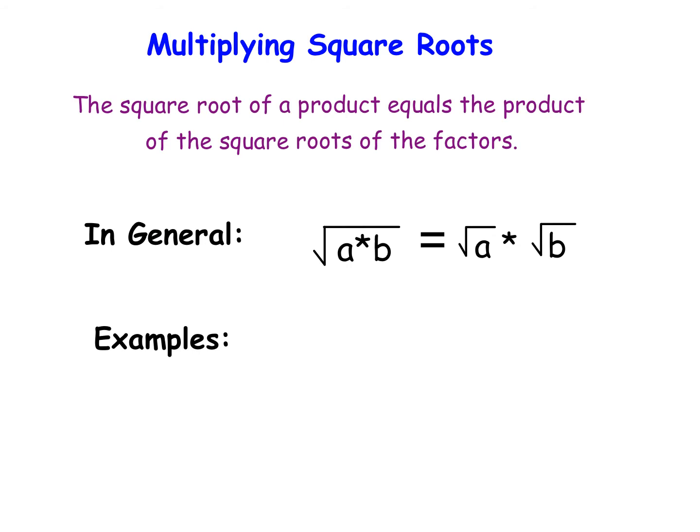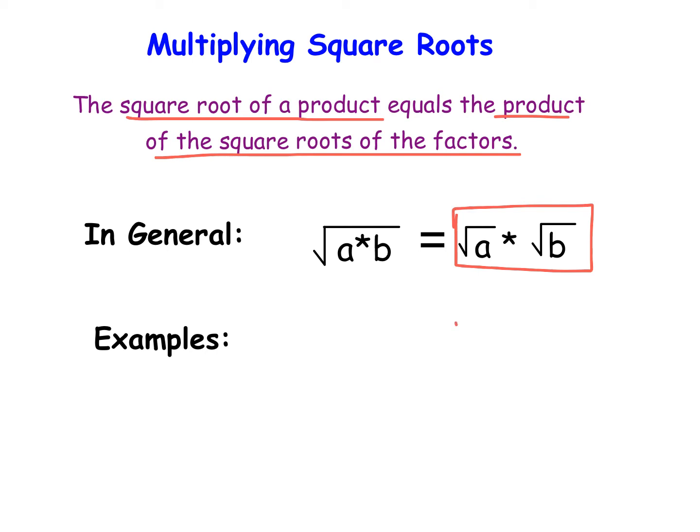So this says the square root of a product equals the product of the square roots of the factors. While that sounds like a lot of math gobbledygook, what that's actually saying is that if we see a math problem like this, a square root times another square root, we can take those numbers underneath the square root, multiply them together, and rewrite them as one root.